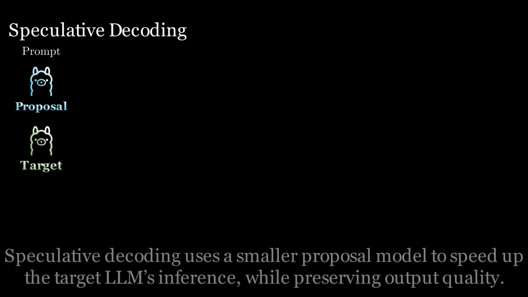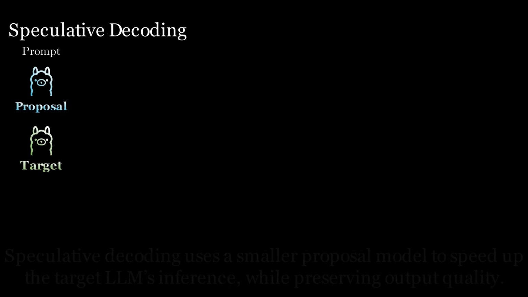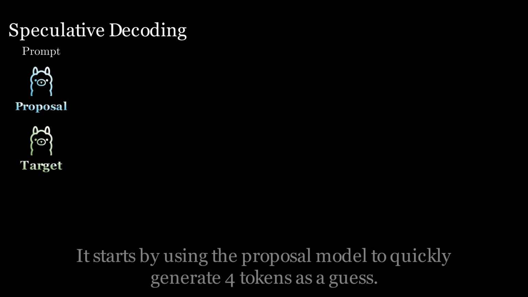We propose collaborative decoding via speculation to address this challenge. This approach is inspired by speculative decoding, so let's first explain how that works. Speculative decoding uses a smaller proposal model to speed up the target LLM's inference while preserving output quality. It starts by using the proposal model to quickly generate 4 tokens as a guess.